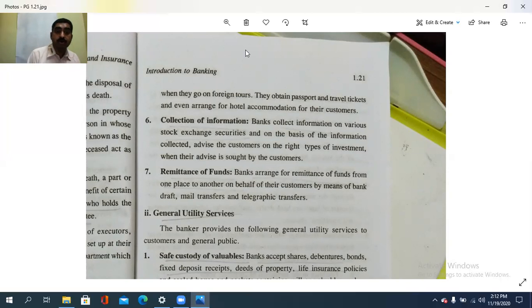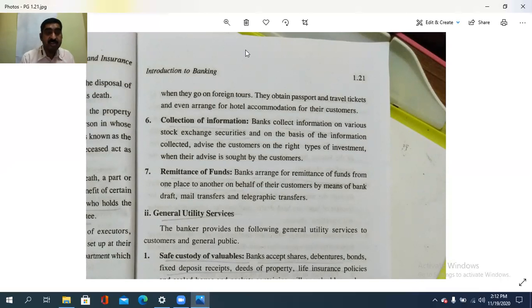So that is collection of information. And finally, remittance of funds. Fund is remitting. So remittance of funds. Banks can arrange for the remittance of funds from one place to another on behalf of their customer by means of bank draft, mail transfer, TT, telegraphic transfer, etc. Either remitting the fund from one place to another, isn't it?